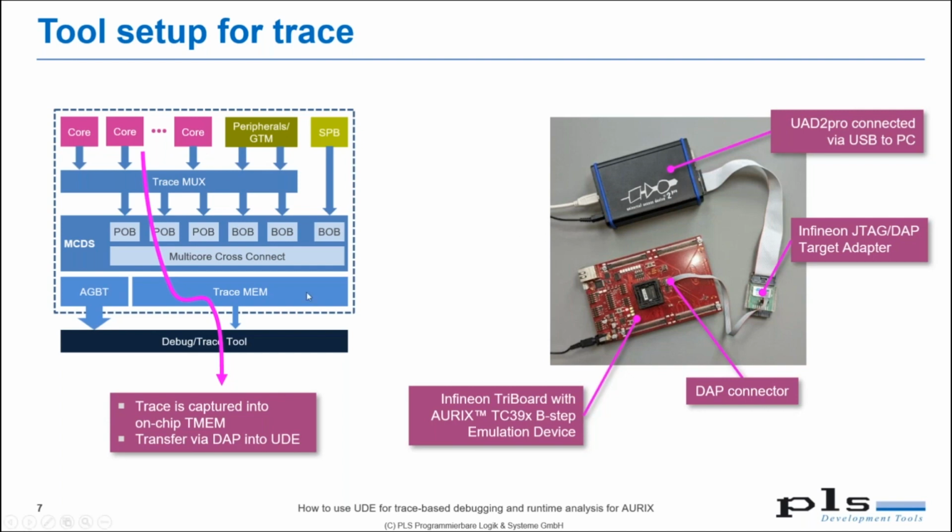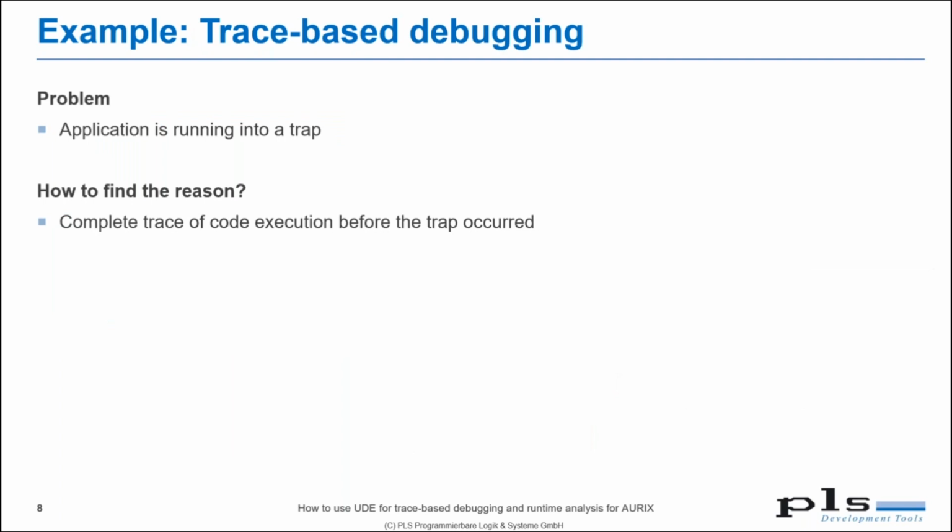As mentioned before, the trace is recorded to the internal trace memory of the Aurix, and then we are using the DAP to transfer the data to the tool without the need of any intermediate storage here in the device. So the transfer is directly into the debugger software, the trace software. So the first example that I'd like to show you is a debugging task. The application that we have is running into a trap, and we want to find the reason for that trap.